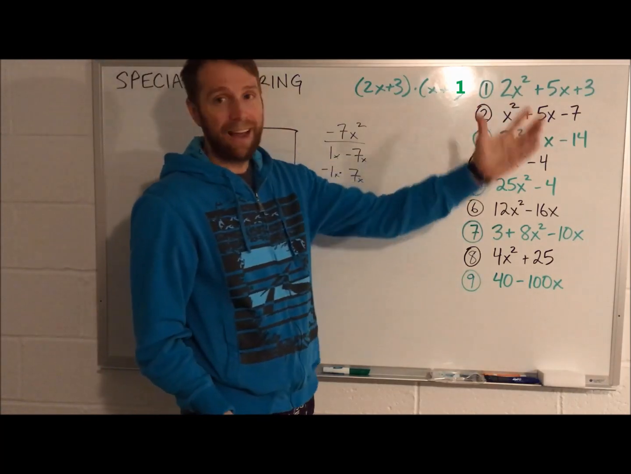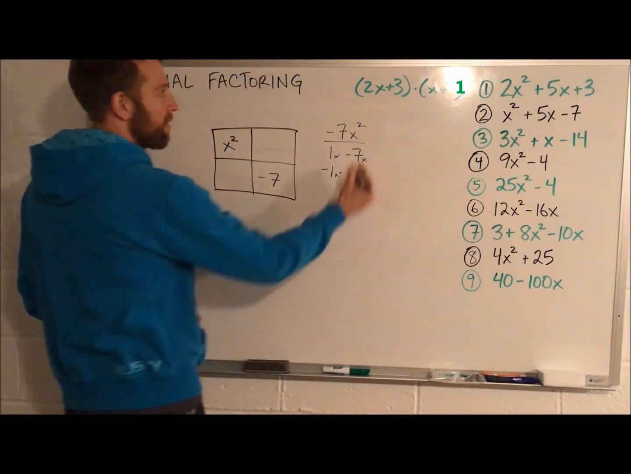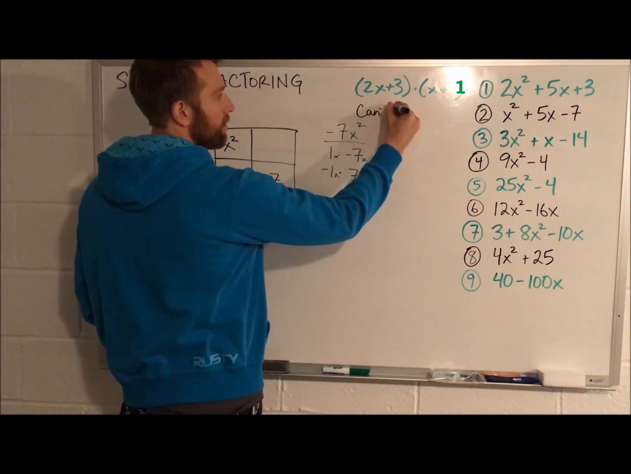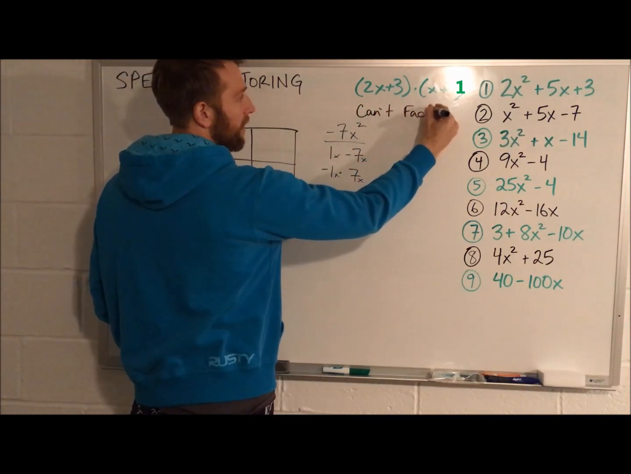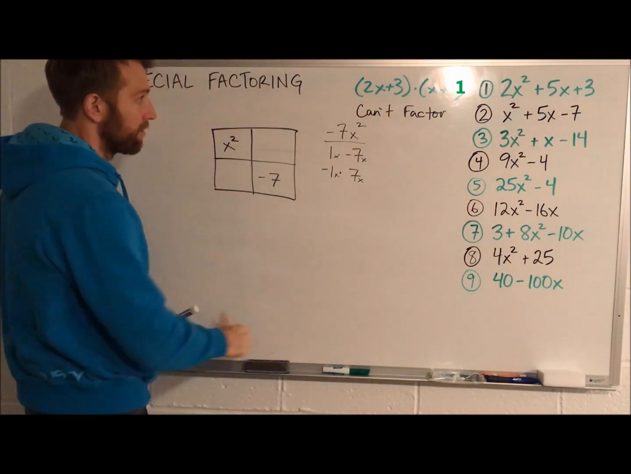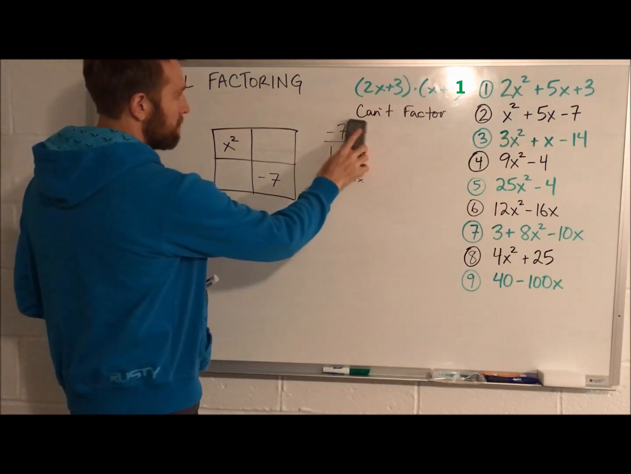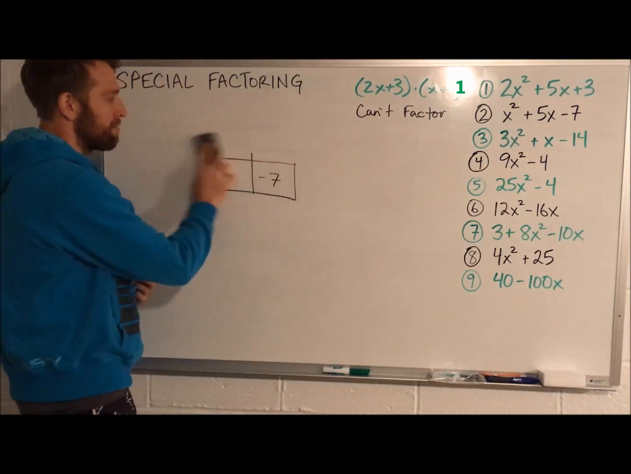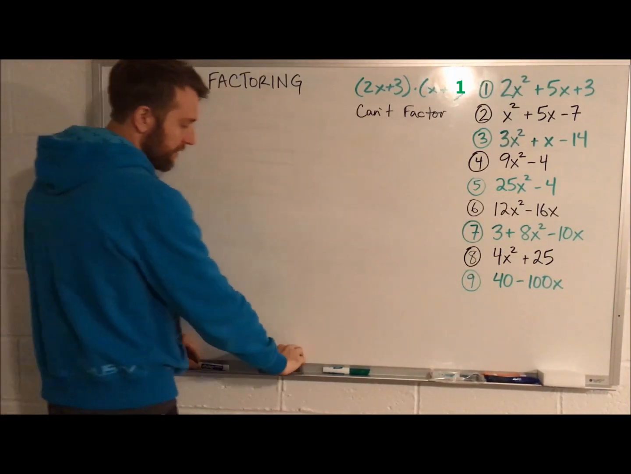So there's not a way to get 5x's. The answer to this problem is can't factor. And that's our first problem I think we've dealt with in class. That is a can't factor problem. So we still didn't know that right at the beginning. We got to set up the boxes and see what happens in that.